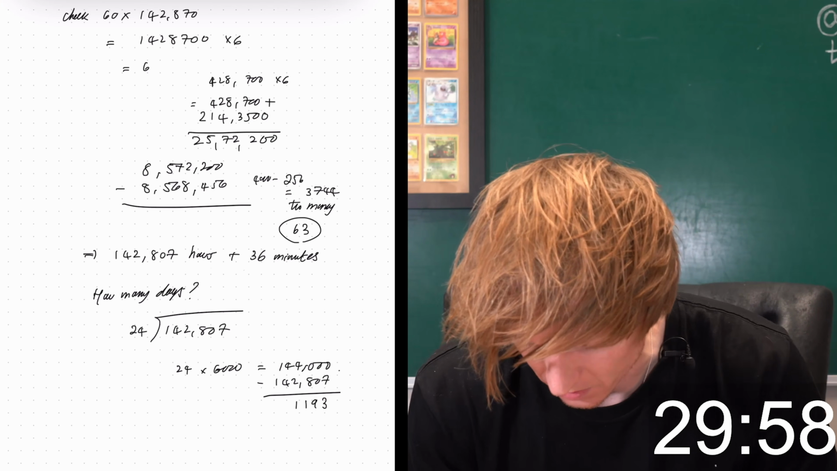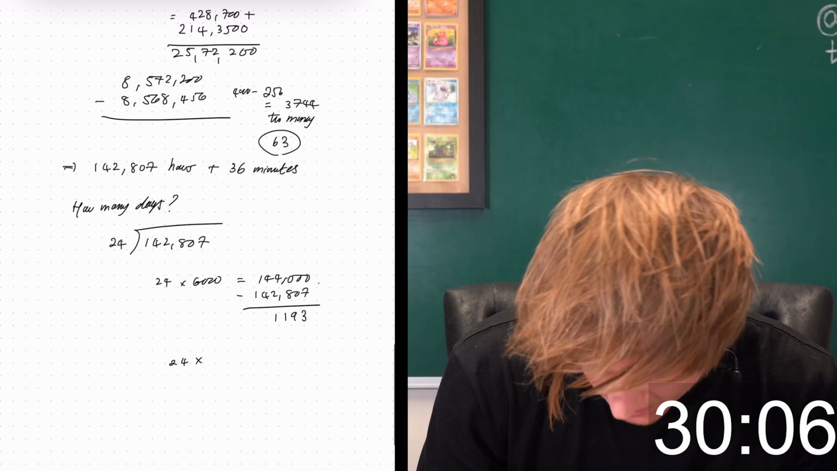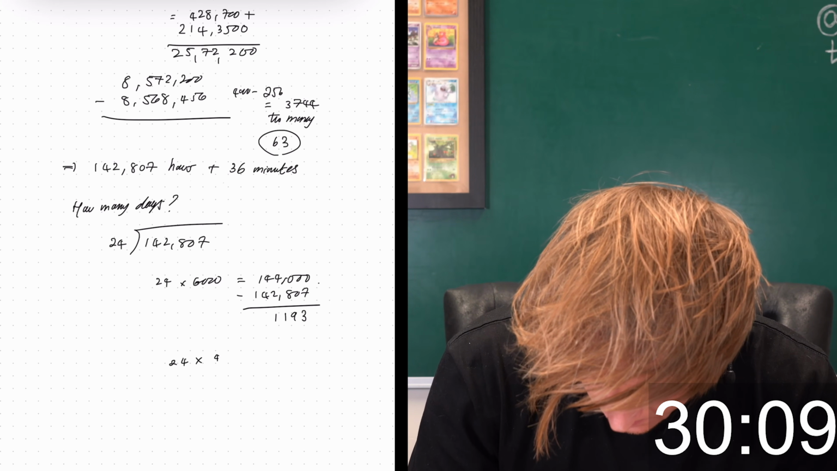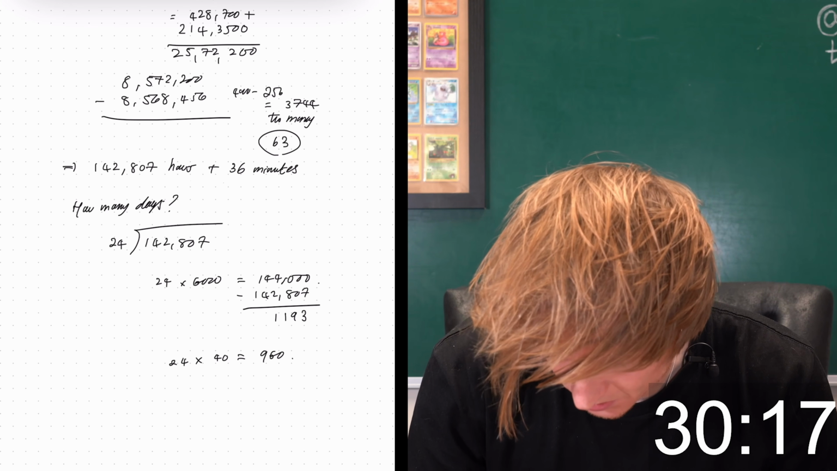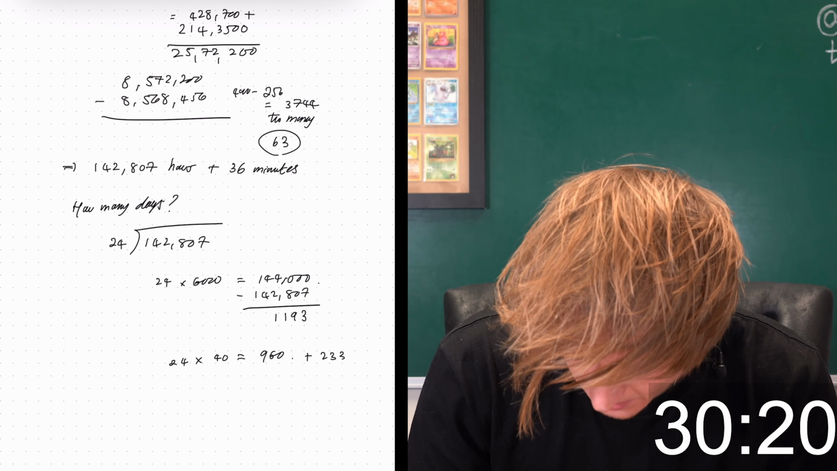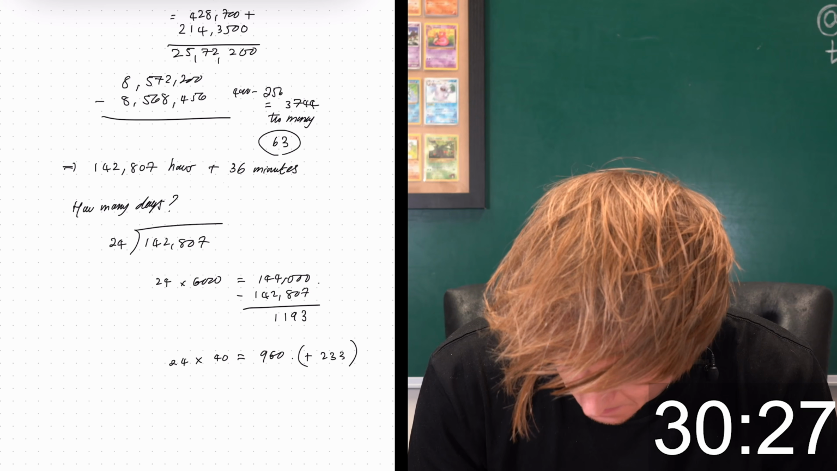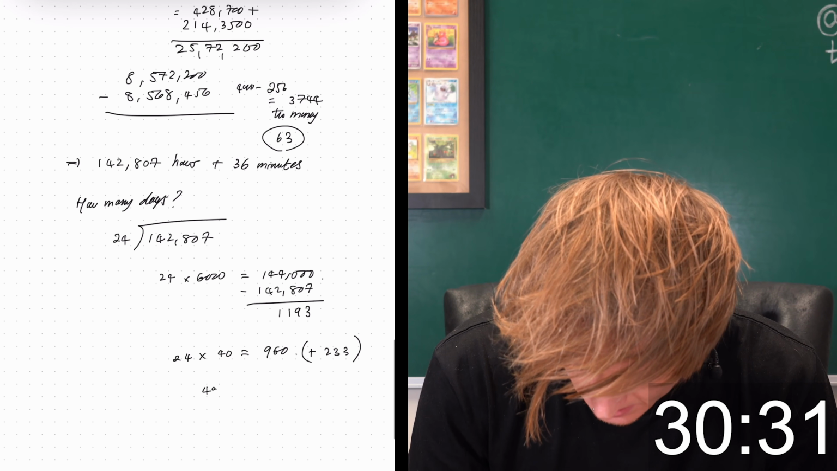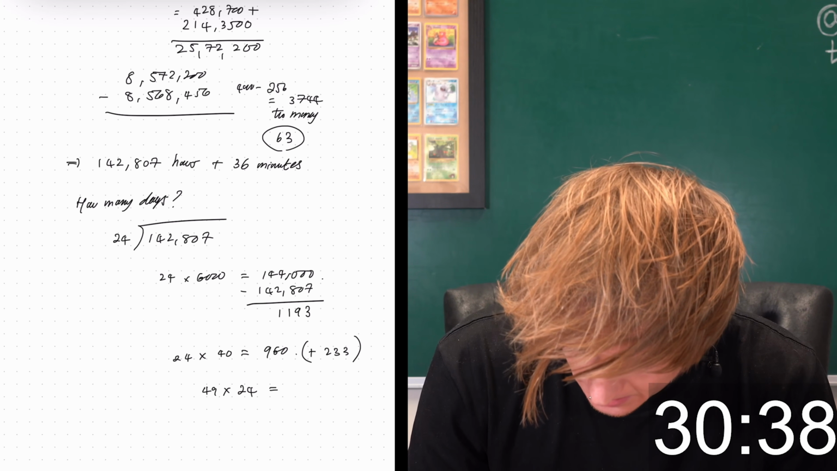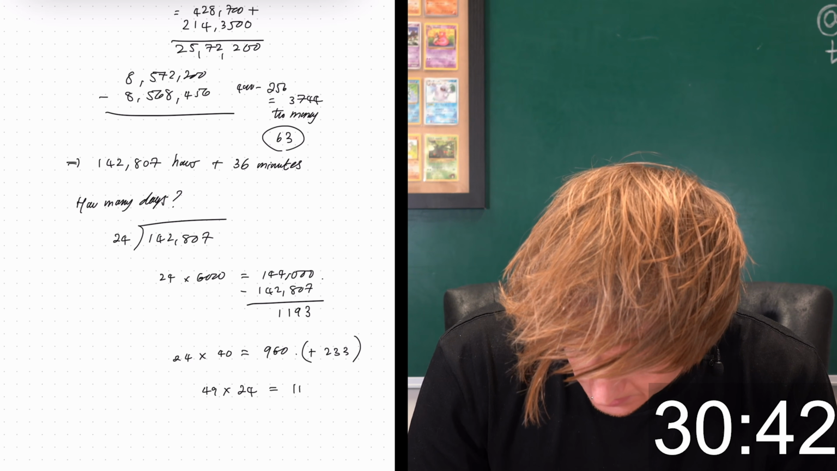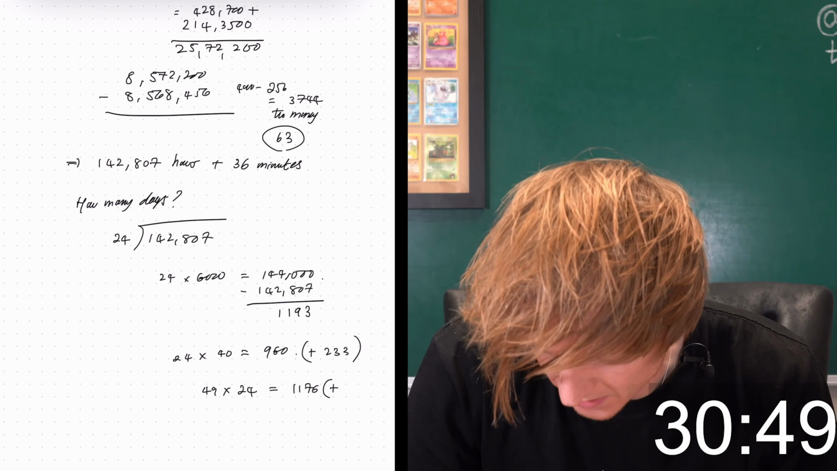1,193. How many 24s go into 1,193? 24 times 10, 40. Okay, 24 times 40 is 960. So that then leaves another 233 left. So that's not quite 10, that's another 9. Okay, so 49 of them. Yes, so 49 times 24. So not quite 50. 50 would be 1,200, yes, okay. So is 1,176 plus, with the remainder then of 17.